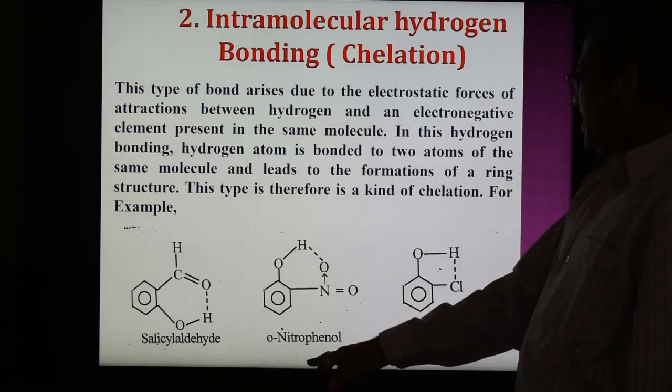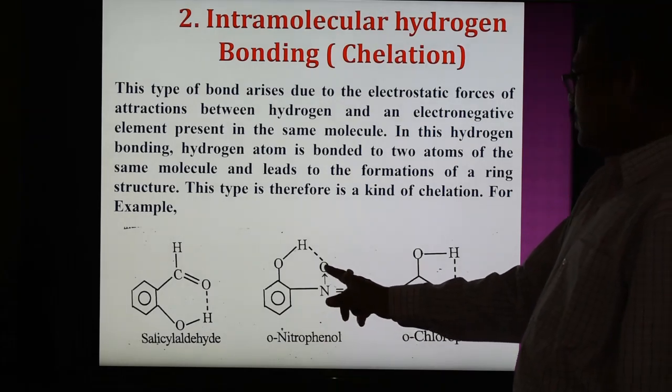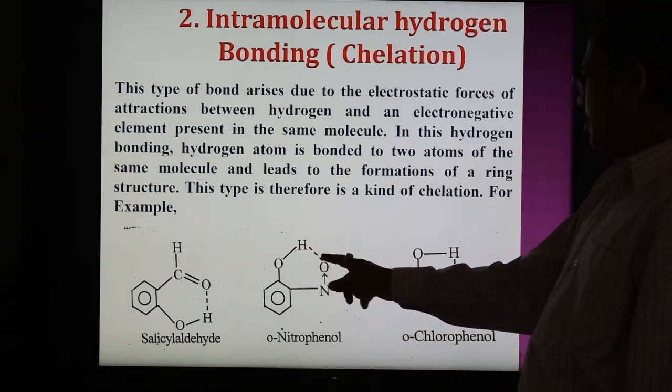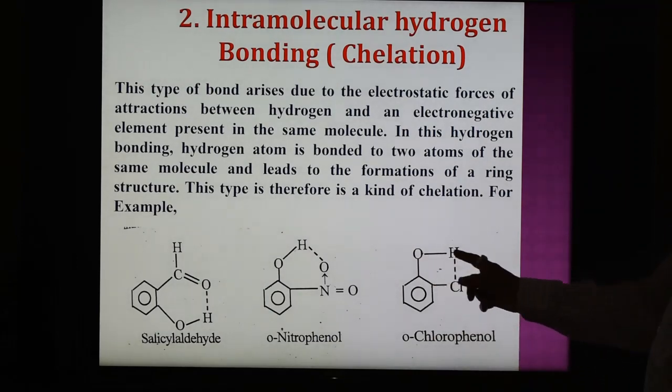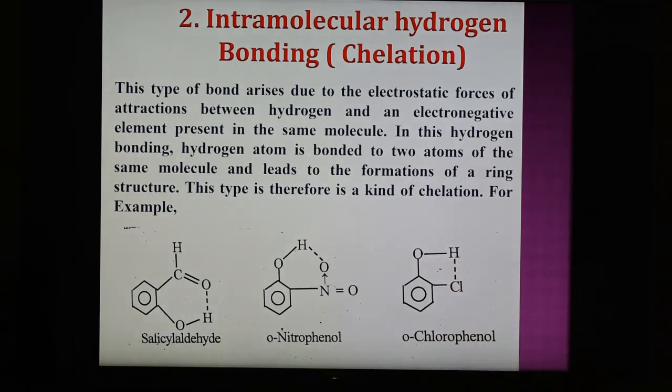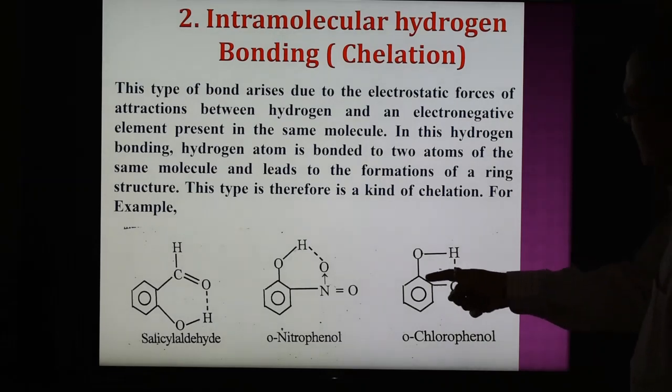Again here, in orthonitrophenol, the ortho positions have this OH and this NO2. So the oxygen of the NO2 and the hydrogen of OH form this type of bond. In the case of orthochlorophenol, we have OH and Cl. So this is the intramolecular hydrogen bond. Because this bond is formed between hydrogen and an electronegative element, a ring is formed here.